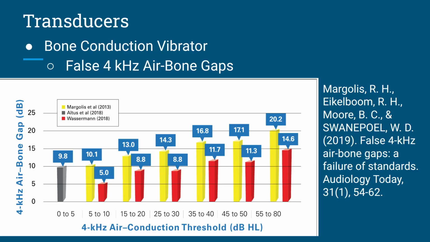Now I want to talk about something very different in bone conduction audiometry. As you may be noticing, there are problems with bone conduction audiometry, things like vibrotactile thresholds, a limited frequency range going from 250 to 4,000 hertz, and a lower maximum output level. Well, here's another problem with bone conduction audiometry. It's what we call the false 4,000 hertz air-bone gap.